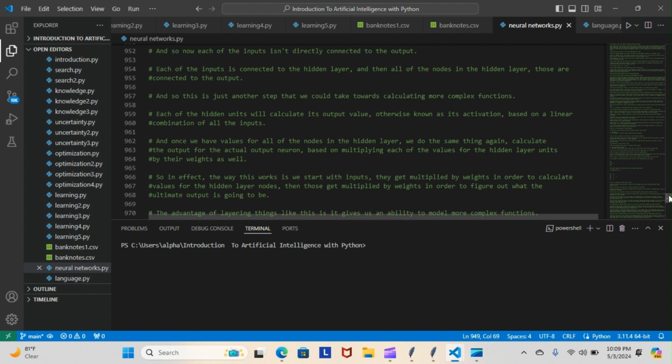Each of the hidden units will calculate its output value, otherwise known as its activation, based on the linear combination of all the units. And once we have values for all of the nodes in the hidden layer, we do the same thing again. Calculate the output for the actual output neuron based on multiplying each of the values for the hidden layer units by their weights as well. And so, in effect, the way this works is we start with inputs. They get multiplied by weights in order to calculate the values for the hidden layer nodes. And then those get multiplied by weights in order to figure out what the ultimate output is going to be.